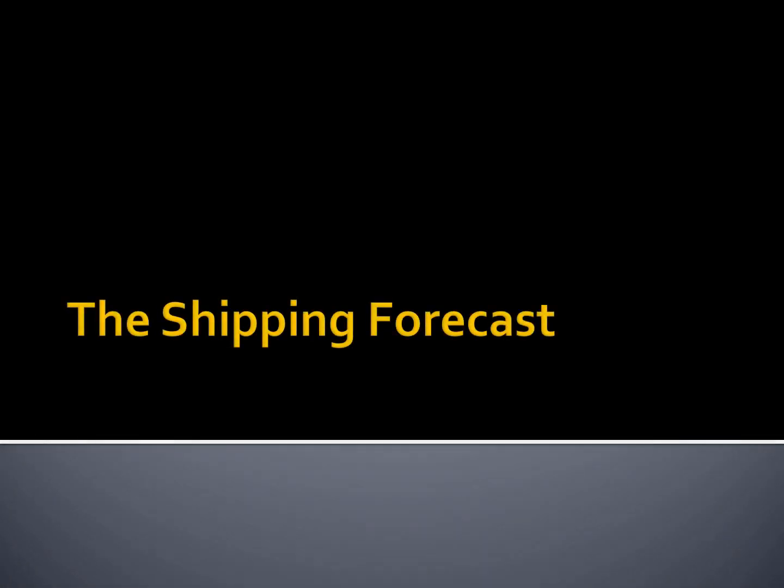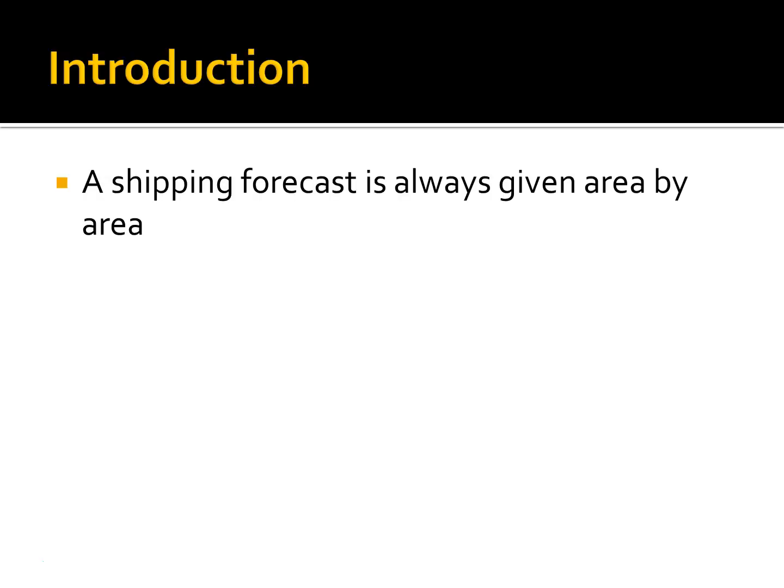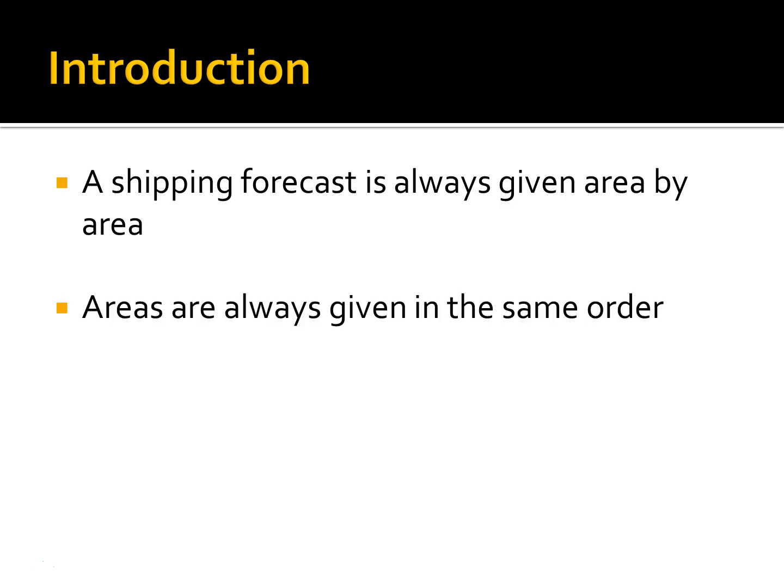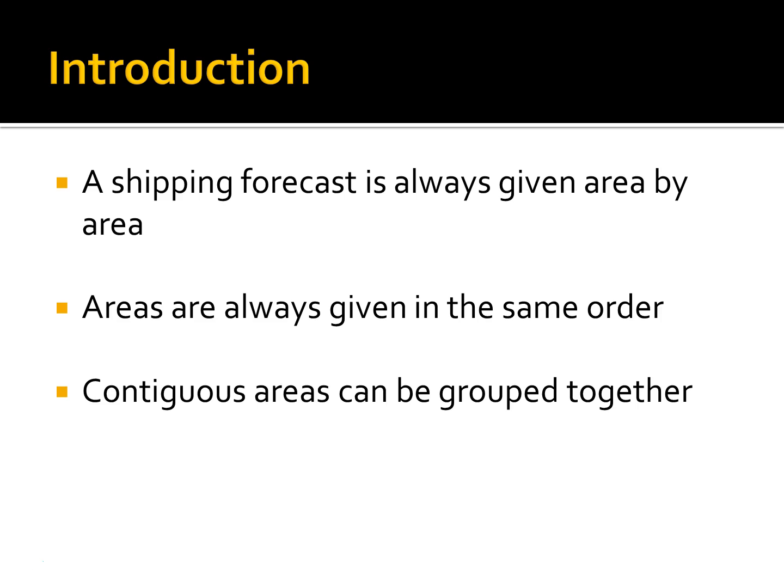The shipping forecast. A shipping forecast is always given area by area. Areas are always given in the same order. Contiguous areas can be grouped together, and the format is always the same.